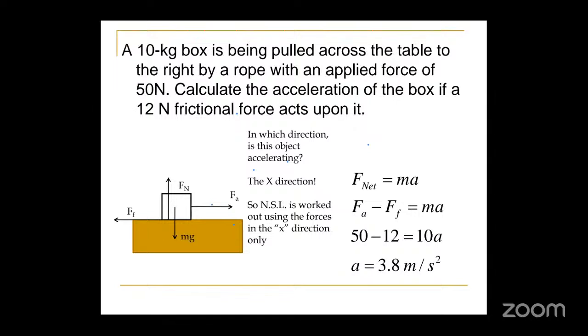So here is an example. A 10-kilogram box is being pulled across the table to the right by a rope with an applied force of 50 Newton. Calculate the acceleration of the box if a 12 Newton frictional force acts upon it.